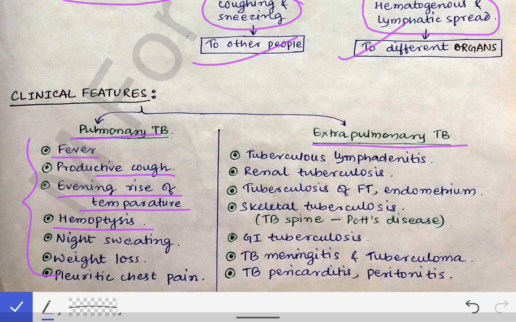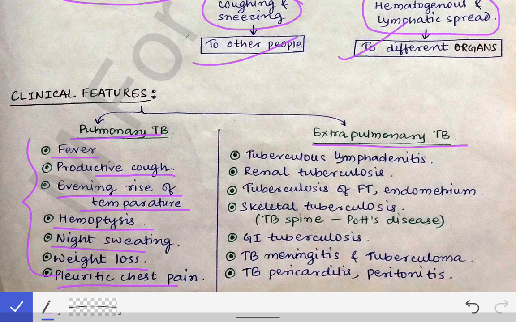Why hemoptysis? Because in tuberculosis there occurs erosion of the bronchial vessels, and after the erosion of the bronchial vessels, blood appears in the sputum, which is called hemoptysis. Plus there occur night sweats. There will also be a history of significant weight loss, and pleuritic chest pain can also occur in pulmonary TB.